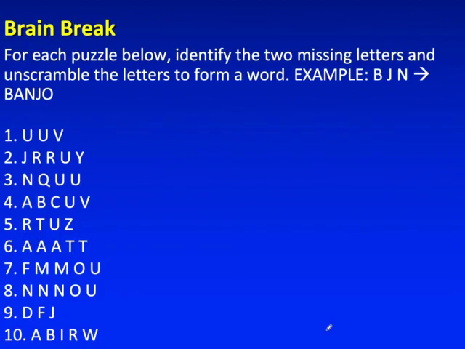Ooh, brain break. Ooh, yay. For each puzzle below, identify the two missing letters and unscramble letters to form a word. For example, BJM becomes banjo. Oh, okay. Two missing letters. First one looks ugly. Let's try this one.